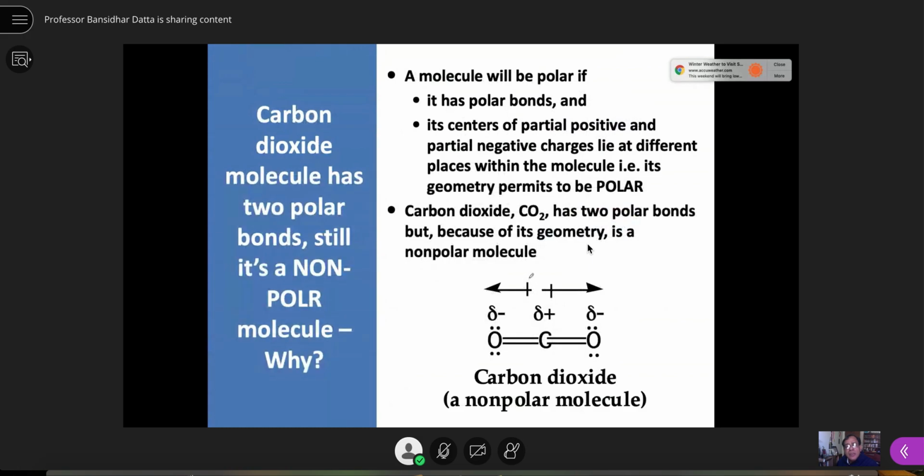Does anyone know what this sign means? It's okay if you do not. It's called dipole moment, D-I-P-O-L-E moment, M-O-M-E-N-T. It's a physical term, but don't worry about it. So 2 opposite forces pulling in opposite directions, delta negative, positive, delta negative. Although it seems to be polar, because of the symmetry of the molecule, it is non-polar. Very good.